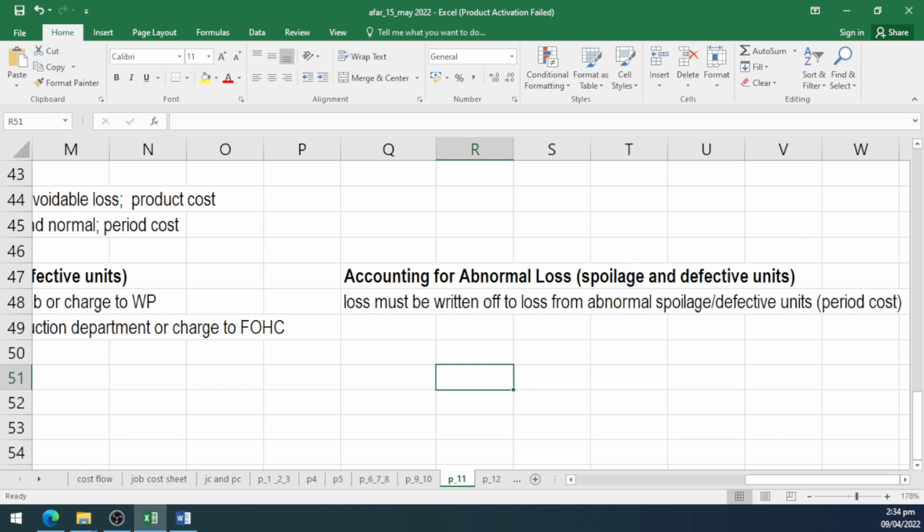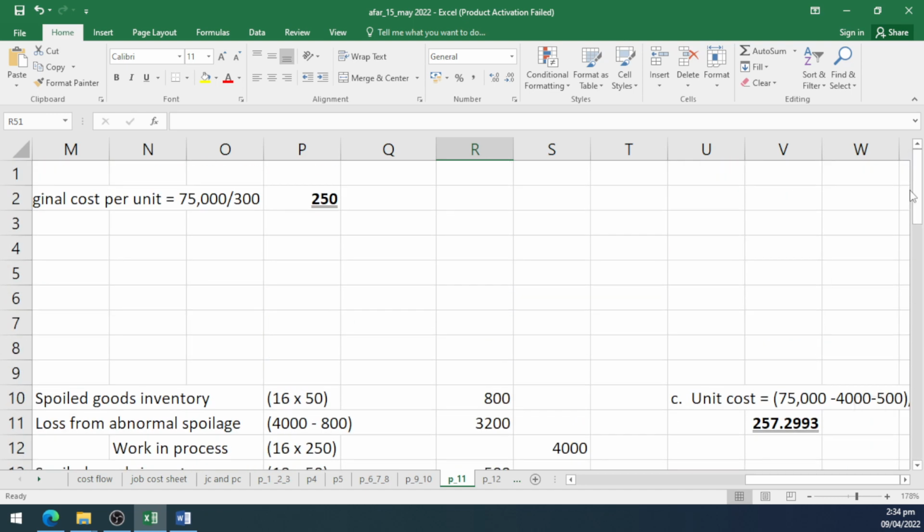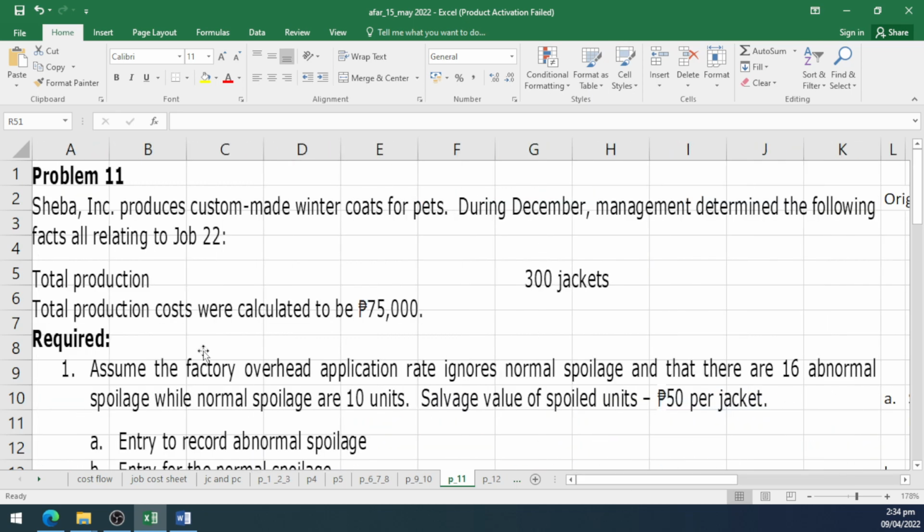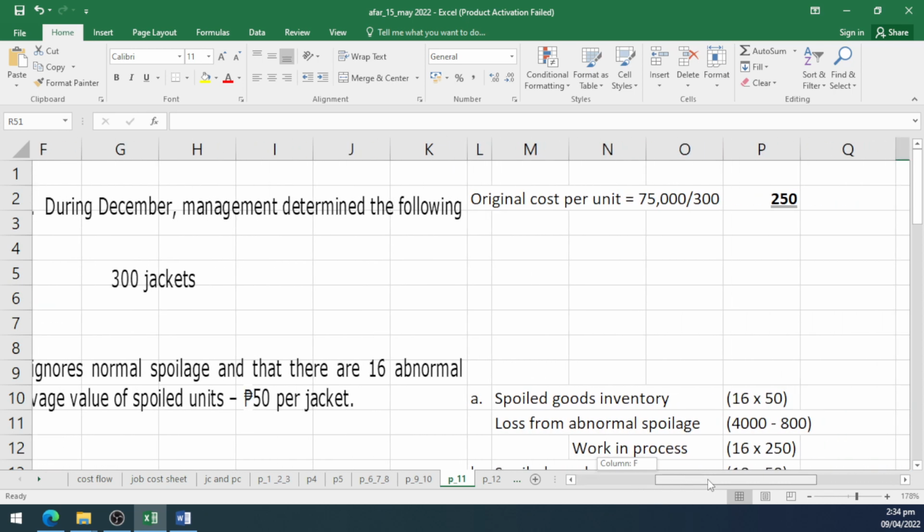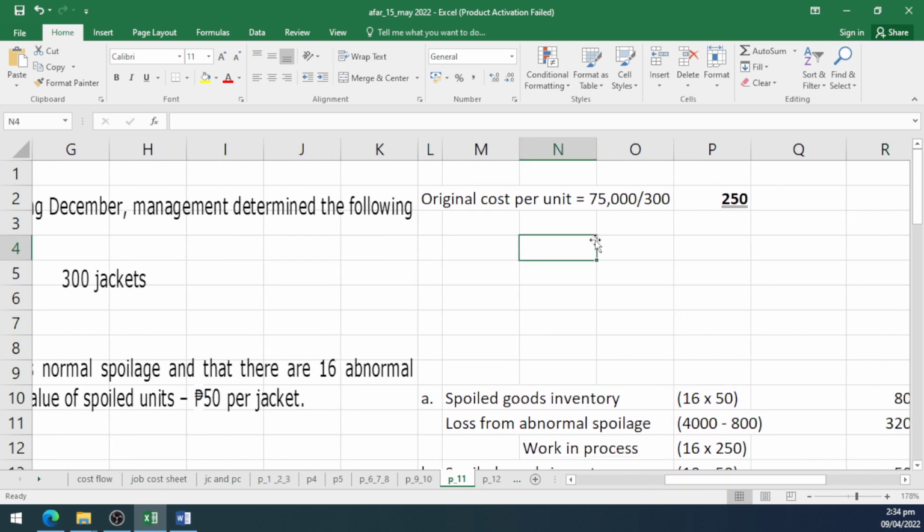Now, how do we do that? Let us illustrate using problem number 11. Kung paano yung charge to specific job, charge to all jobs. Shiba Incorporated produces custom-made winter coats for pets. Okay, during December, ito po yung total production, 300 jackets. Total cost, 75,000. So if the total cost is 75,000 for 300 jackets, ang original manufacturing cost per unit natin ito. 75,000 over 300, that's 250.